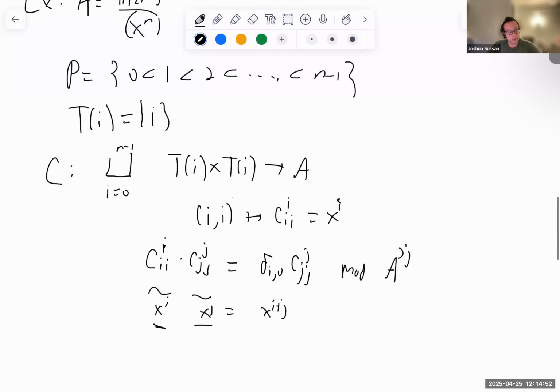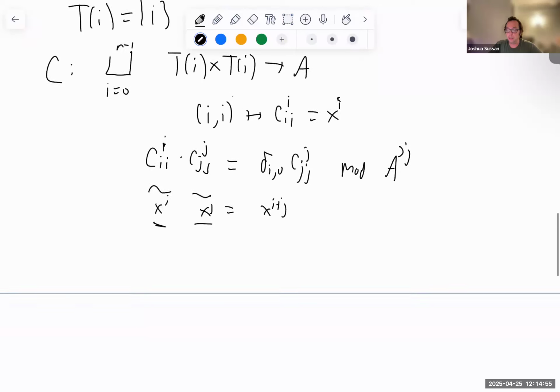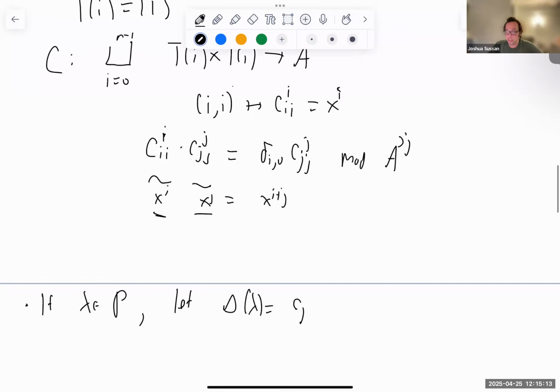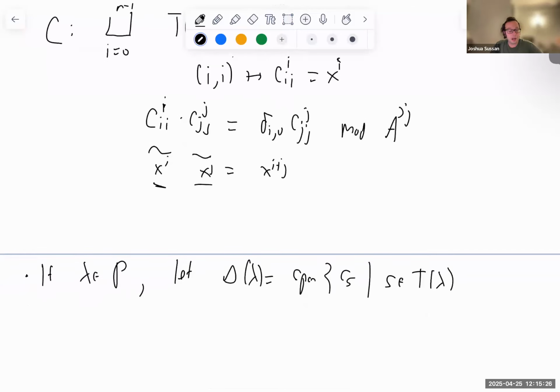Okay, so those are a couple of examples. Now to get back to some more important structures of cellular algebras, and then I'll get to a partial punchline. If lambda is an element in our poset, we can construct the following vector space, delta lambda. This is the span of elements CS, where S are elements in the finite set associated to lambda. And delta lambda can be made into an A module as follows.